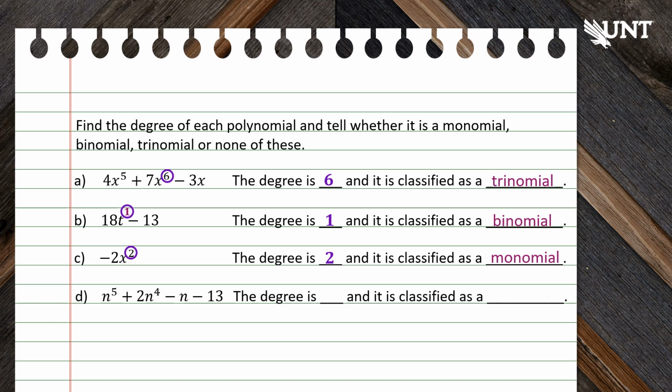Hopefully you stated that the degree is a 5 because that is the highest power. And as for the type of polynomial, because it has more than 3 terms, we would consider this none of these, which simply just means it's a polynomial. It has many terms.